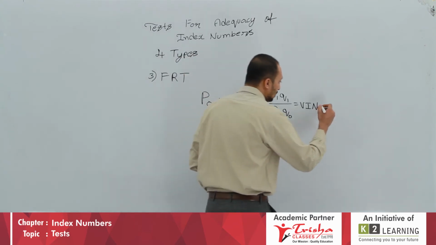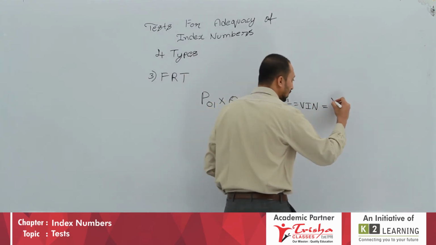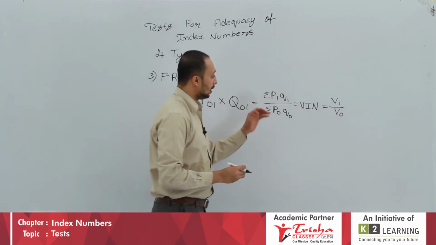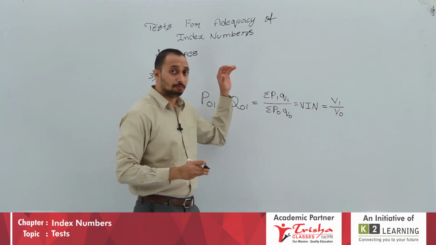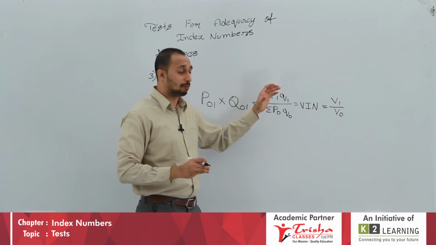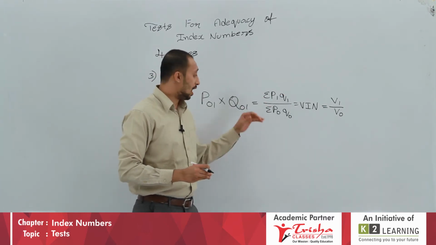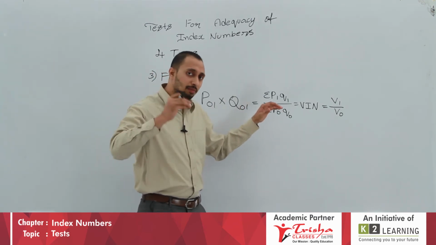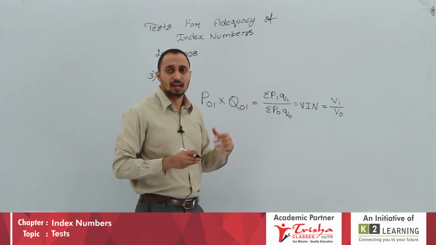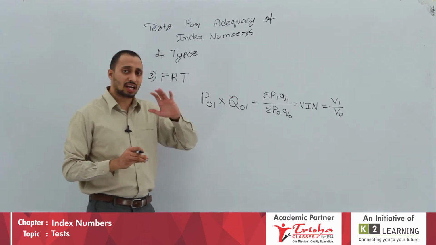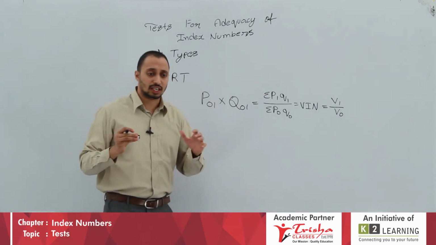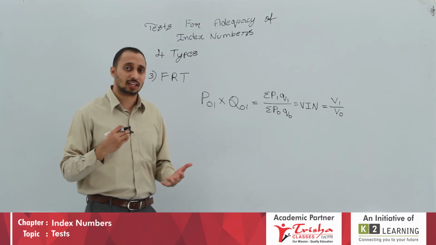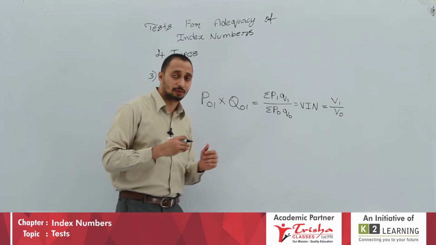The value index number is sometimes also represented as V1 divided by V naught, because it is giving you the total expenditure I am doing in the particular current year, and here the total expenditure I did in the particular year with the base year quantity. Here I am using current year quantity. So it is giving you the actual value change, how much expenditure you have done and what is the difference or the change in expenditure in 2 years is given by the value index number.